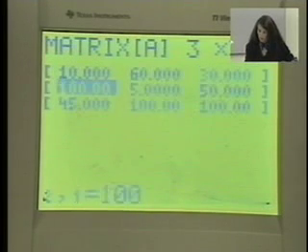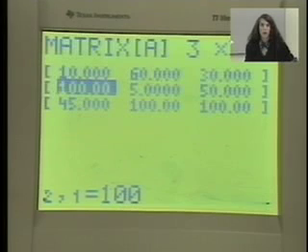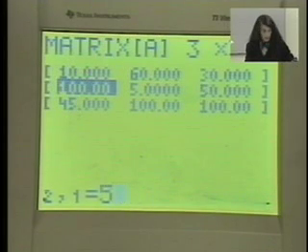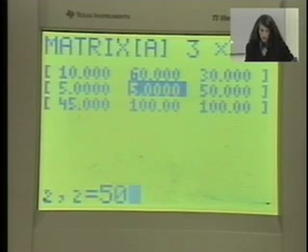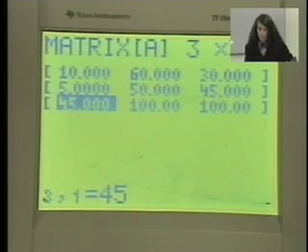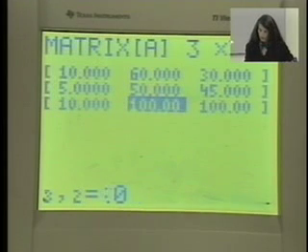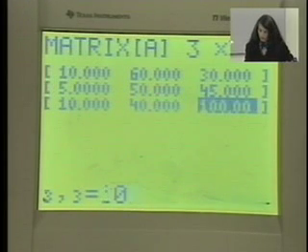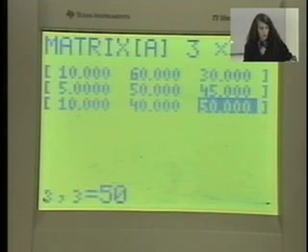enter. Then we want to go down to the next row, and we press 5, enter, 50, enter, 45, enter. And then we go down to the next row automatically, and we press 10, enter, 40, enter, 50, enter. And we've entered the data. We don't enter the totals. The calculator will automatically do that for us.